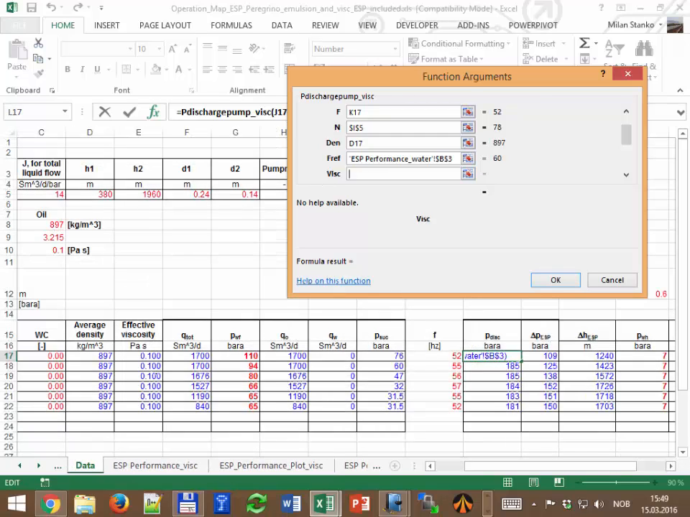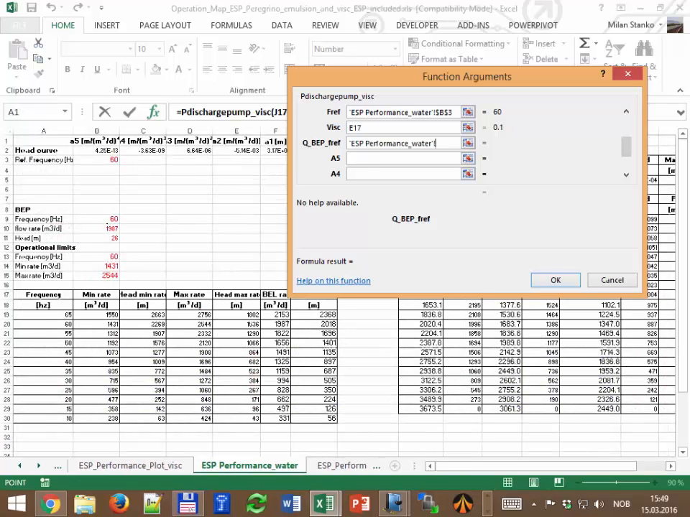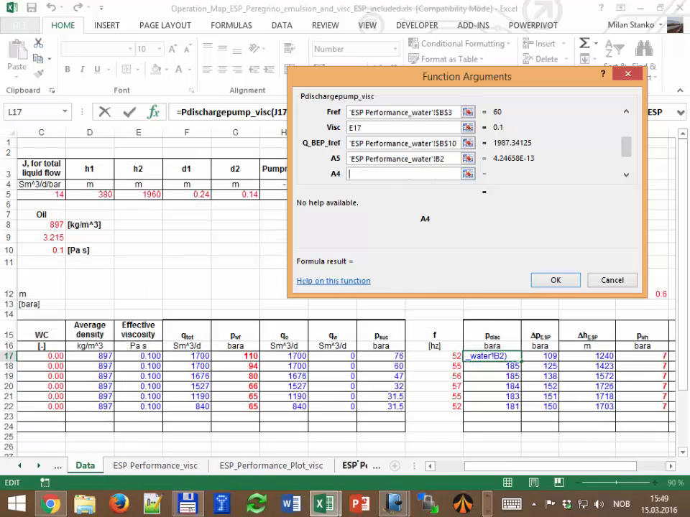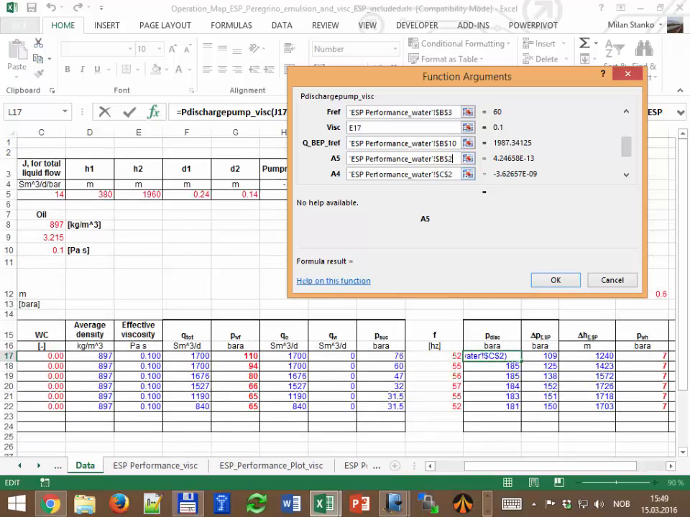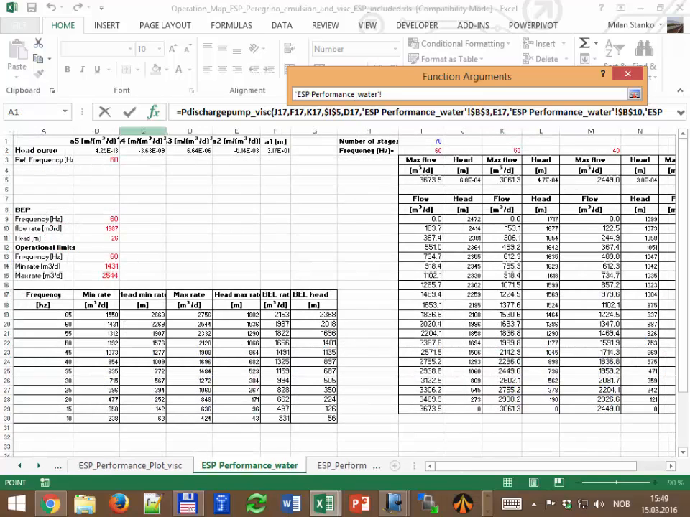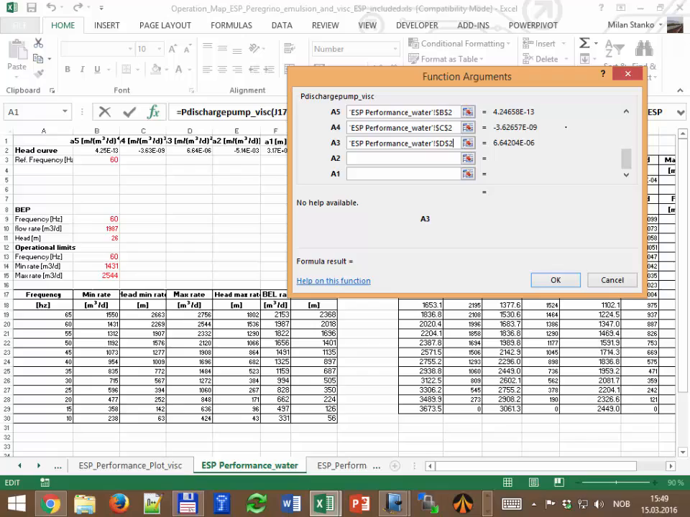The viscosity is given by the reservoir pressure. Some more things: Q at the best efficiency point for the reference frequency. I also have that value here. Q at 60, right? So I block it also. Then I have the coefficients. I also have them in this sheet. So coefficient A5, 4, okay, this one should be blocked, okay? 3, 2, 1. A long number of arguments, okay?